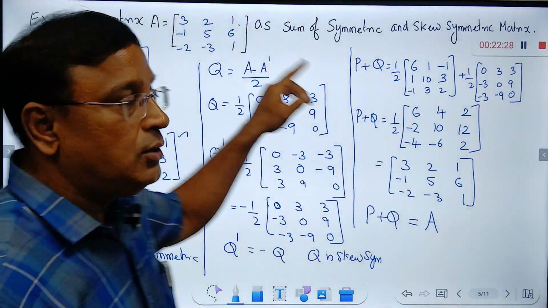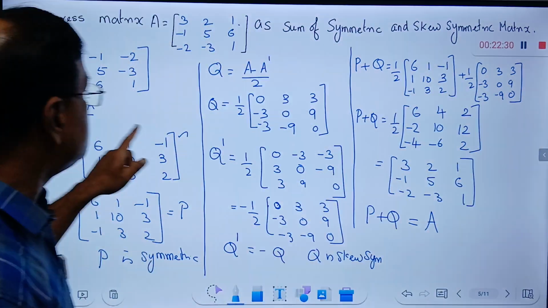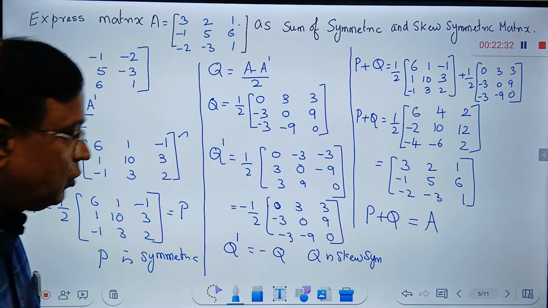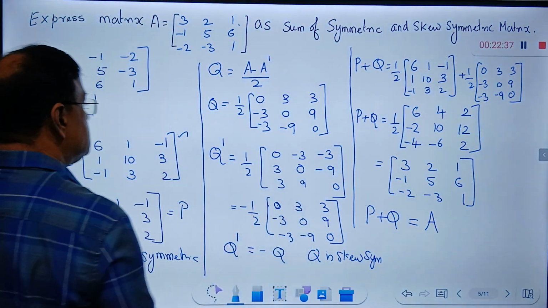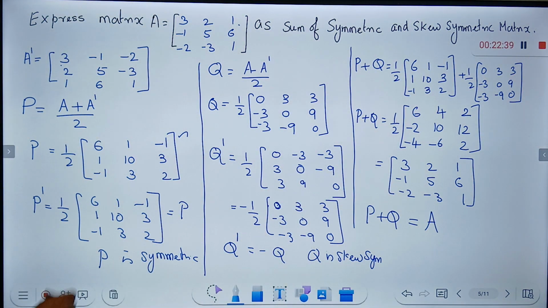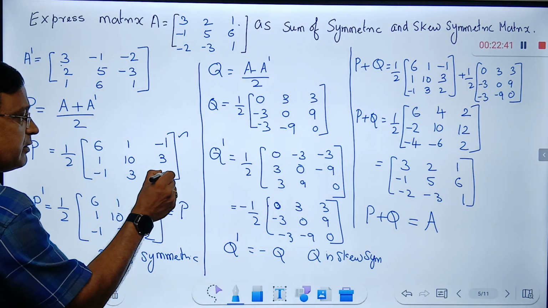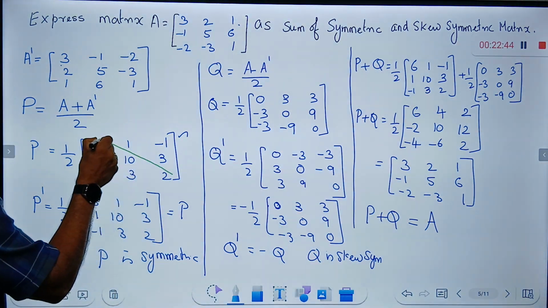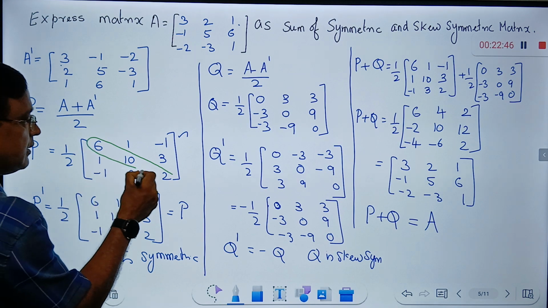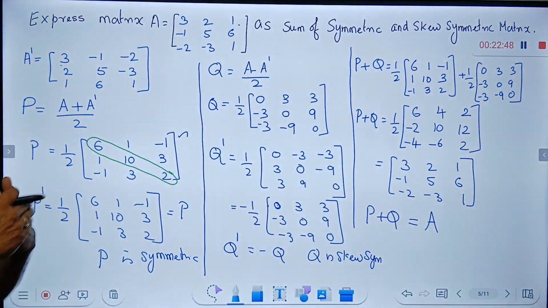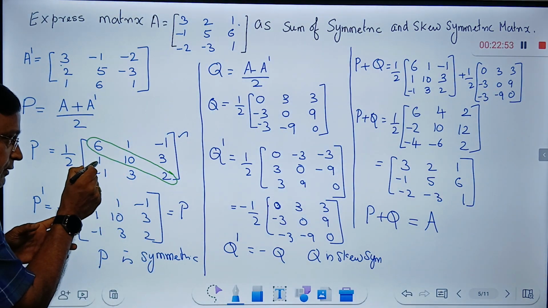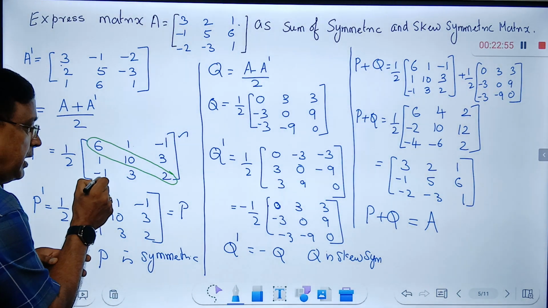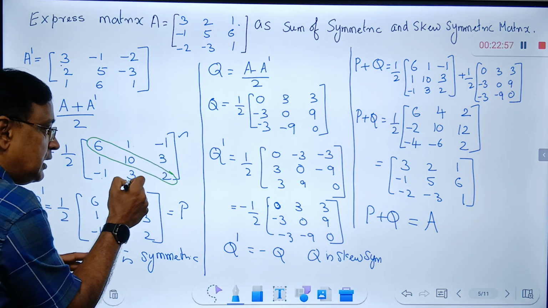Now before I go to that sum, I want to talk about something very important. Now look at the symmetric matrix. Here my symmetric matrix is P, correct? Now what is so special about a symmetric matrix? Look at the diagonal. This acts like a mirror. It acts like a mirror. And you can see the elements. If this is 1, it's 1. Minus 1, minus 1. 3, 3.